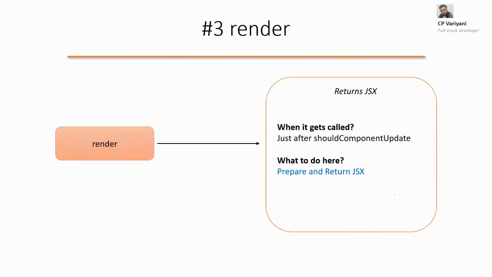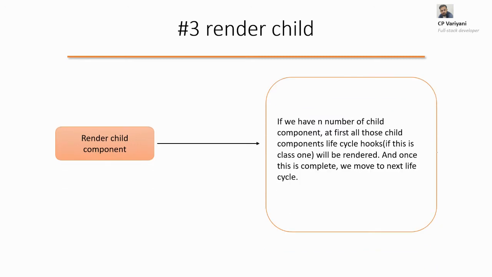So this is the render. This is what we use most frequently. You must be super familiar with this render method now, and the role and responsibility of the render method is just to prepare the JSX and then simply return that. And again, it will be called just after shouldComponentUpdate, because it has now got the confirmation that yes, I am good to update. Then it reaches the render.